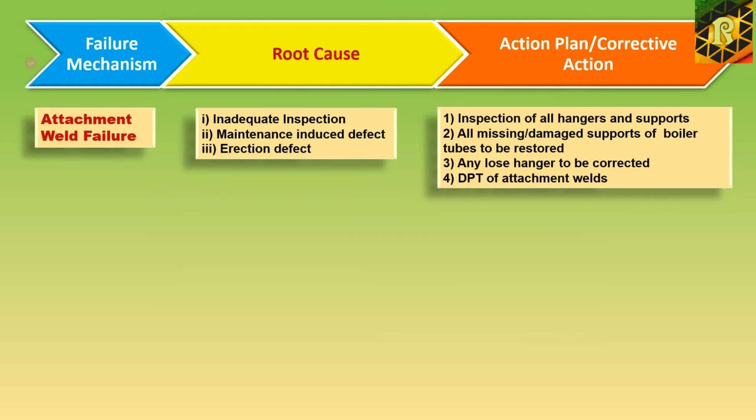Next is attachment weld failure. As the name suggests, this kind of failure occurs due to misalignment, or damaged or missing supports of boiler tubes. Corrective actions to avoid this kind of failure are inspection of all hangers and supports, all missing or damaged supports of boiler tubes to be restored, any loose hanger to be corrected, and dye penetration test of attachment welds must be done.